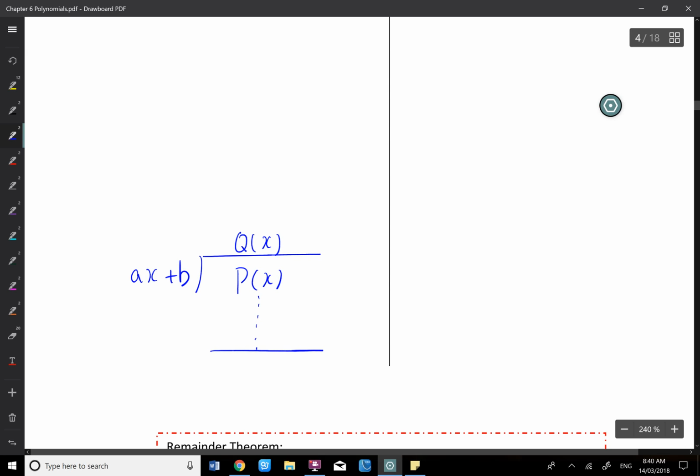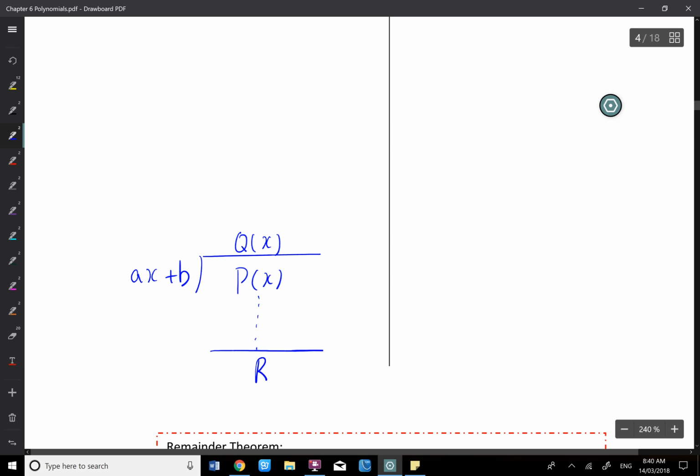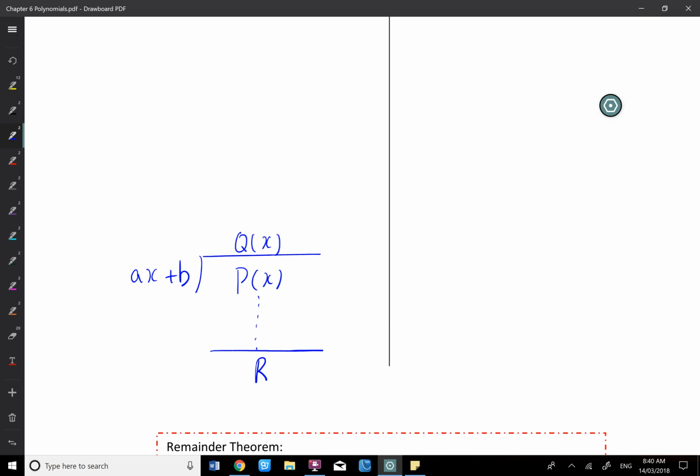But your remainder will only be a constant. Your remainder will only be a constant because it must be at least one power down until you can't divide. If it's still a linear, I can still divide by the x plus b. So the remainder must be a constant. So that's why I just write the r there, not r(x). There's no x involved.